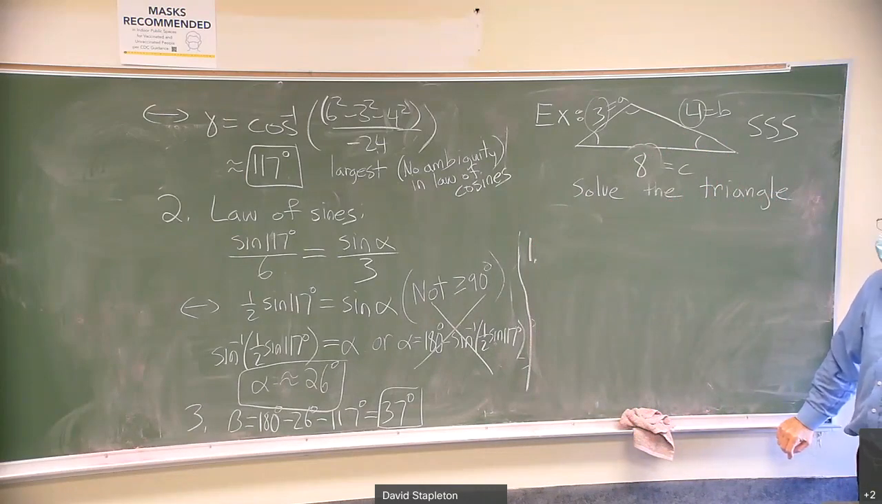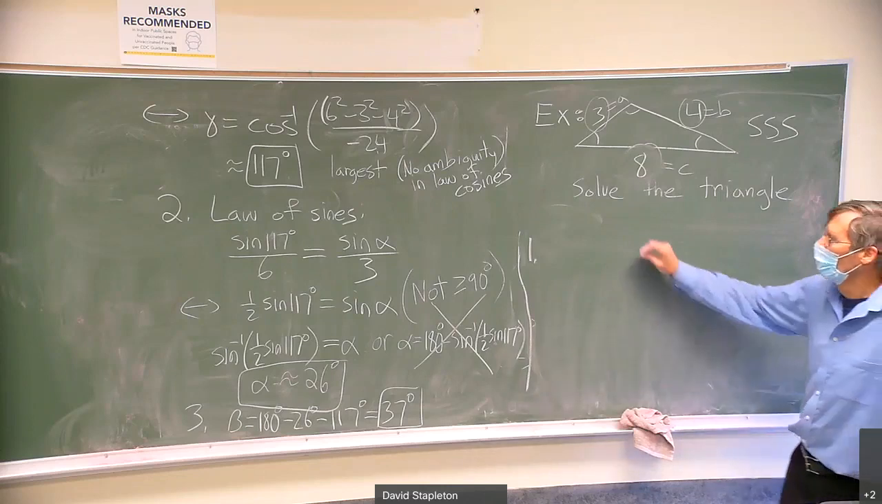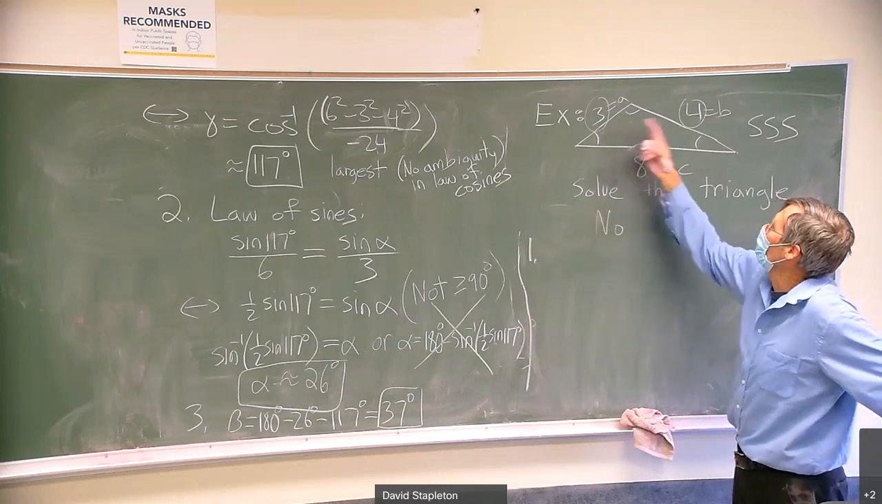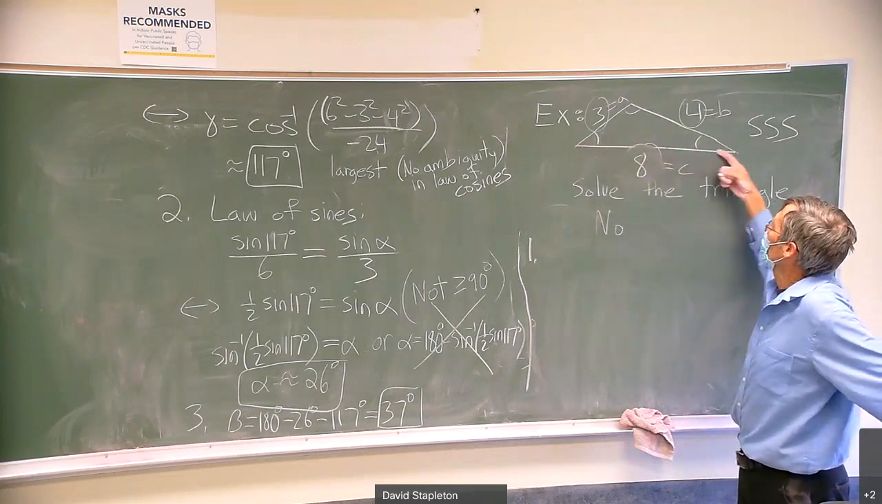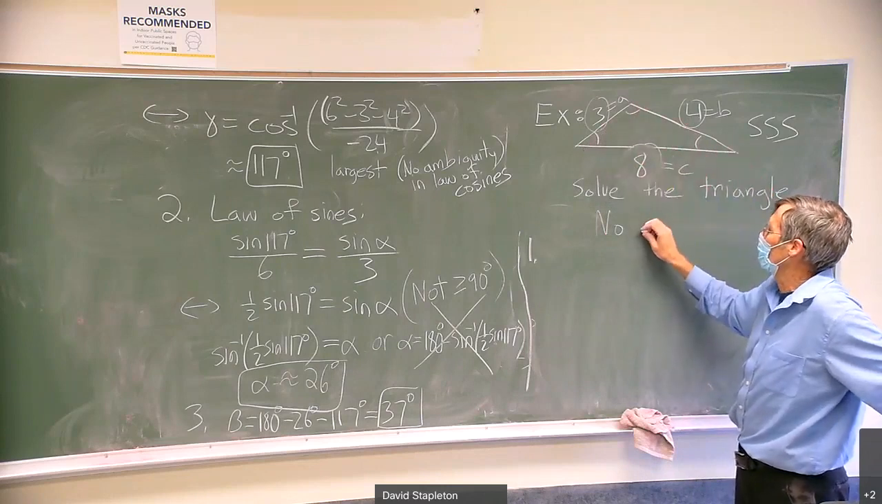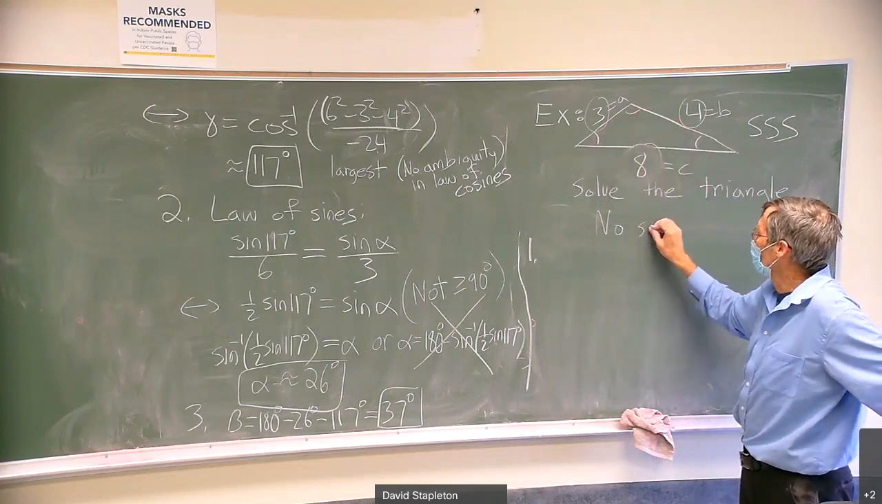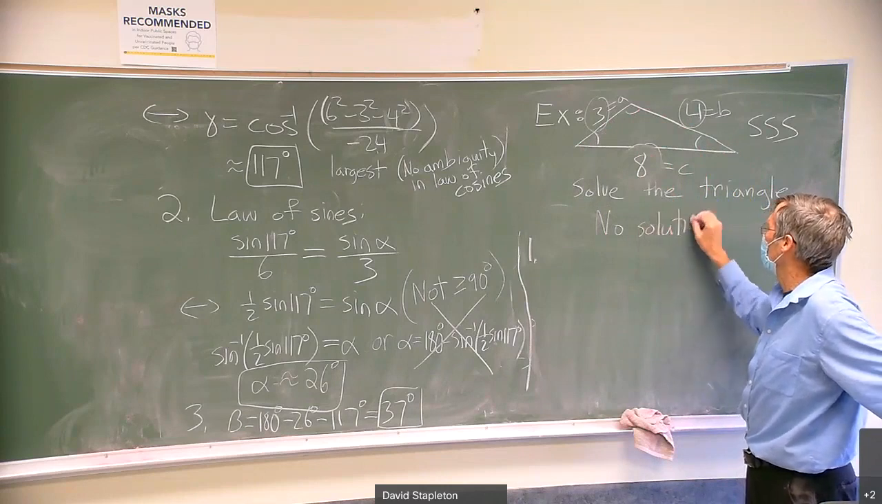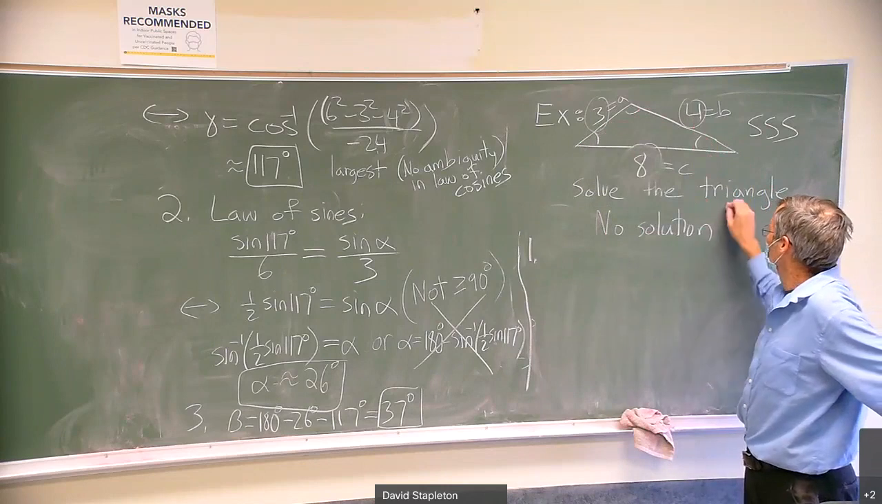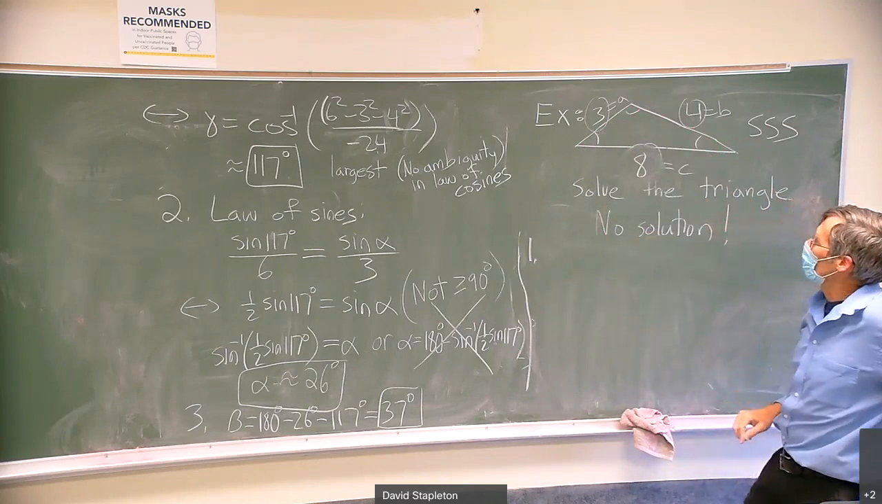This is the easiest problem in the whole section. It's larger than the two others. There you go. Yeah, 8 is bigger than these. The shortest distance between 2 points is always a line. 3 plus 4 can't be less than 8. This is an impossible triangle. There's no solution because there's no such triangle. That's one of the reasons you do that check at the end. So you don't have to do anything. Just say there's no solution.